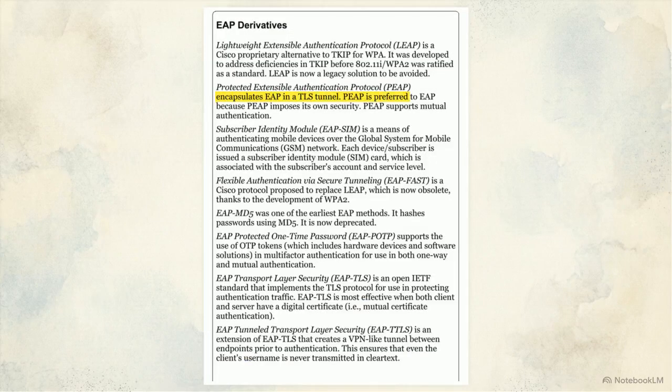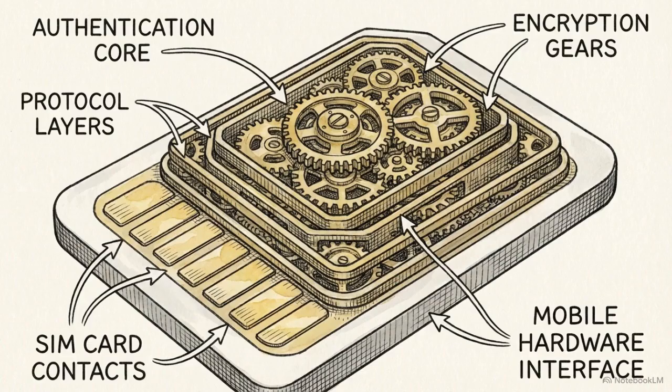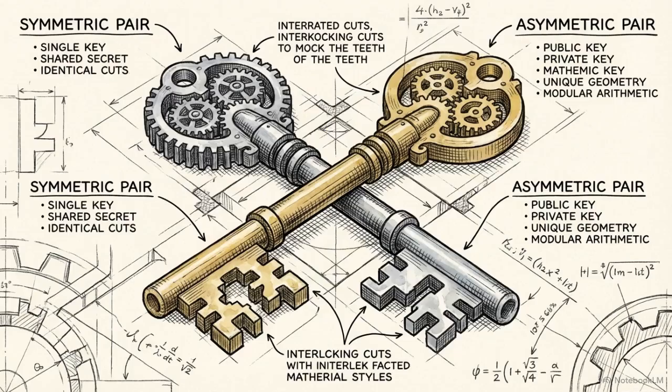PEAP encapsulates EAP traffic entirely within a secure TLS tunnel for secure mutual authentication. EAP TTLS extends this by forming a VPN-like tunnel before authentication, ensuring the username is never transmitted in clear text. The framework also supports specialized hardware, such as EAP SIM for mobile devices on GSM networks, and EAP IKE v2 for mutual authentication using symmetric or asymmetric keys.